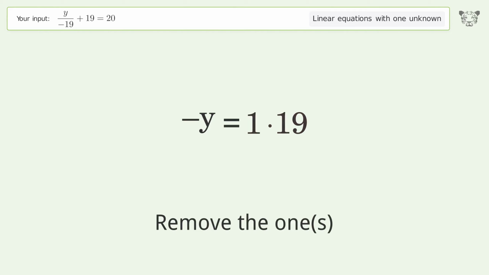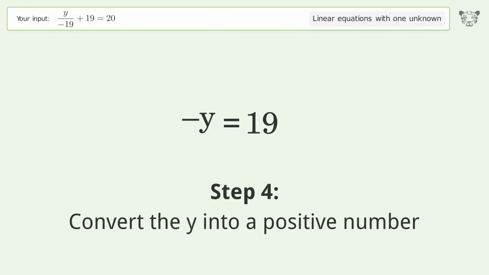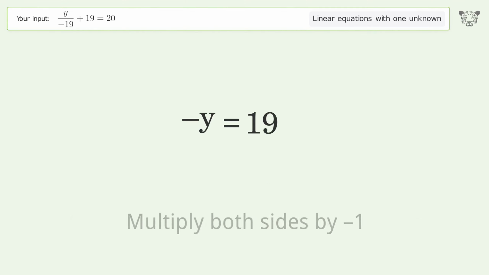Remove the ones. Convert the y into a positive number. Multiply both sides by -1.